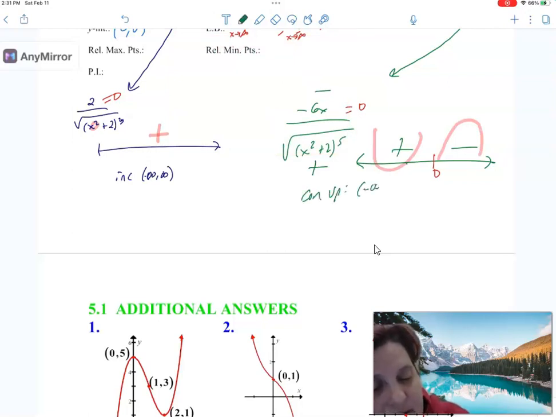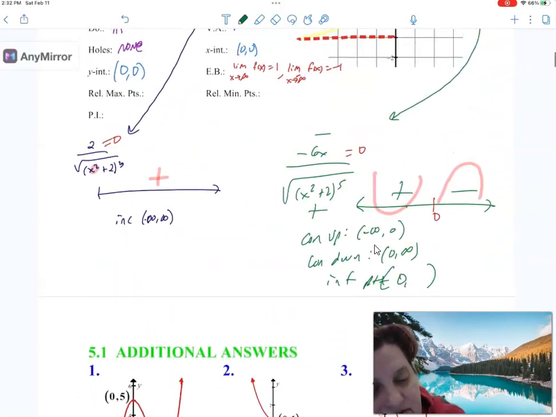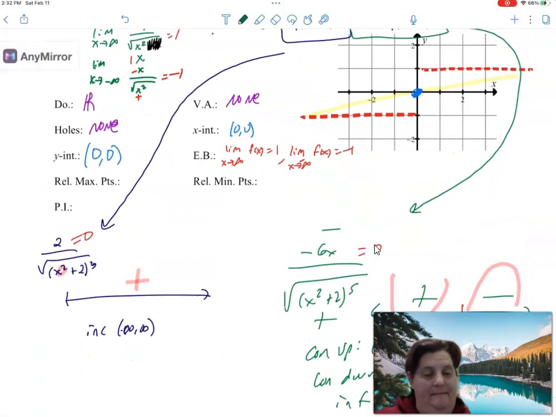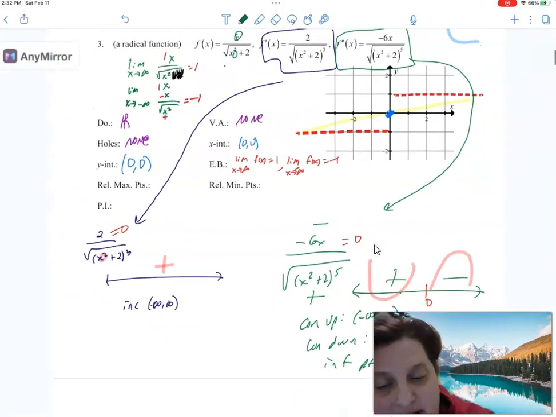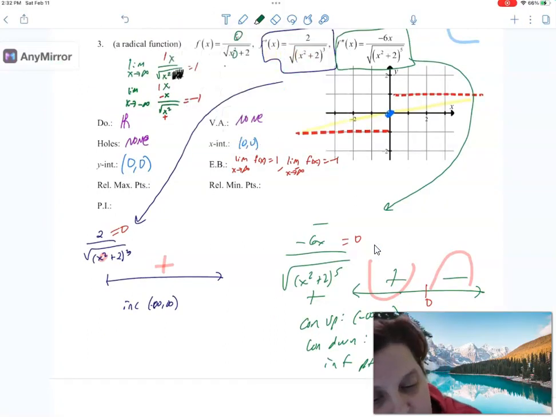So I'm concave up from negative infinity to 0. I'm concave down from 0 to infinity. I have an inflection point at 0 something. And when I go back in and I plug a 0 into the original, that's at (0, 0), which is my inflection point. Okay? So guys, how do I draw something that is always increasing but changes from concave up to concave down? It has those asymptotes right there.